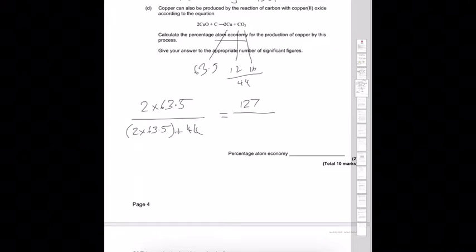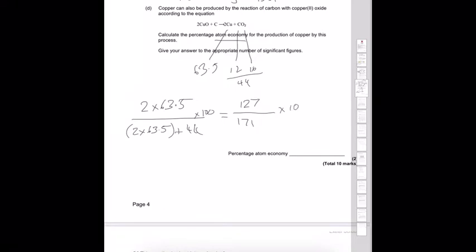127 divided by 171. Yeah, there you go. Times by 100. That should give us your percentage atom economy. So how much of the products is the desired copper. So that's what we're looking at there.